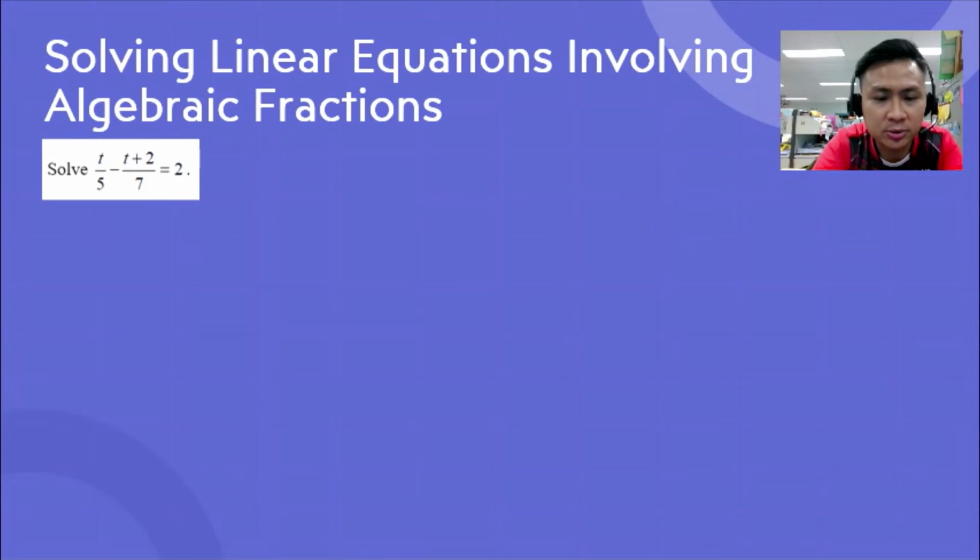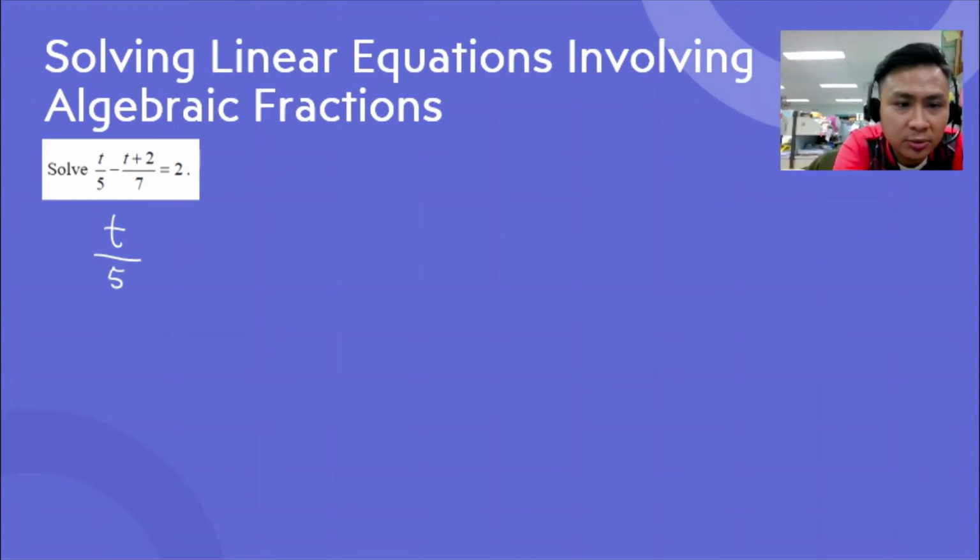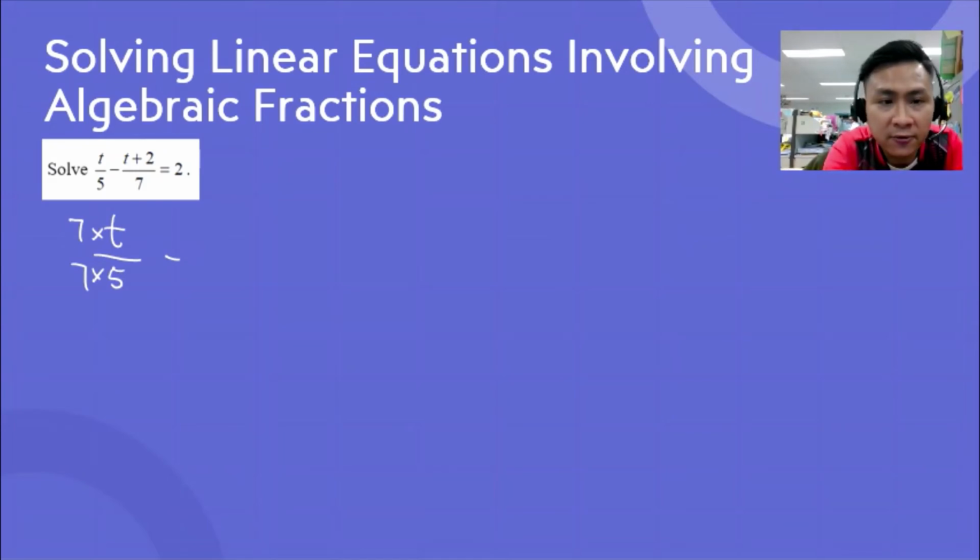Okay, so same as what we have done previously. To combine two fractions together, we need to make sure that the denominators are the same. So in this case, what is the common denominator? Right, we'll just multiply 5 times 7, and our common denominator is 35. So to make the denominator 35, we'll need to multiply by 7 to the first fraction. Okay, and to make the denominator 35 for the second fraction, we need to multiply by 5 to the second fraction.